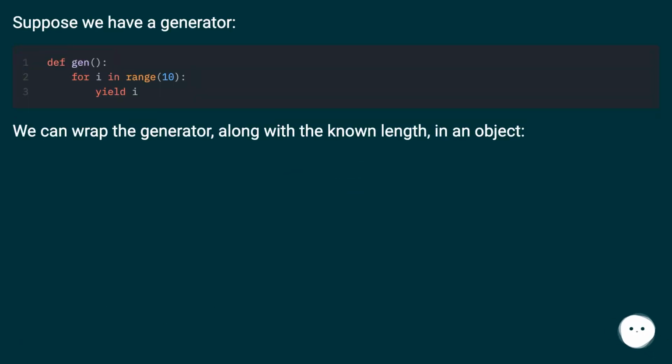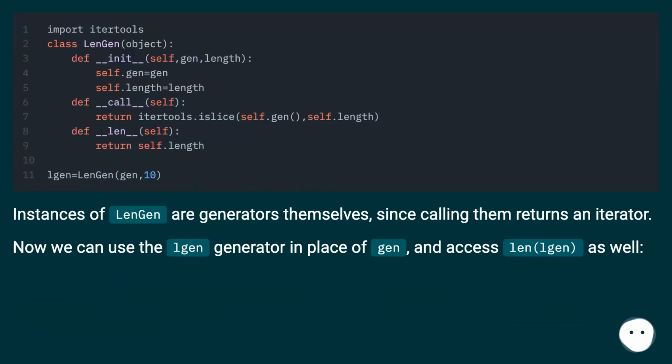Suppose we have a generator. We can wrap the generator, along with the known length, in an object. Instances of LenGen are generators themselves, since calling them returns an iterator. Now we can use the LenGen generator in place of the generator, and access its length as well.